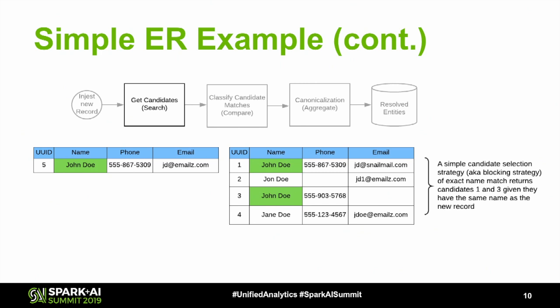And so on the left in the picture, we have our new record, and on the right is what I'll consider our candidate store. And there are a lot of different ways that you can do this search. In this case, we'll do something very simple and say, give me all the people that have the same name. So in this example, I highlight in green that records 1 and 3 on the right have the same name as our new record. So they'll be our candidate pairs.